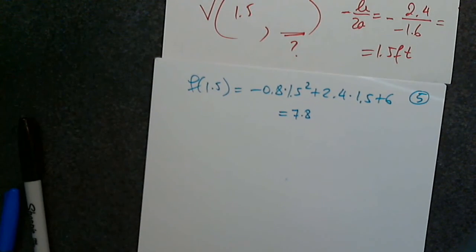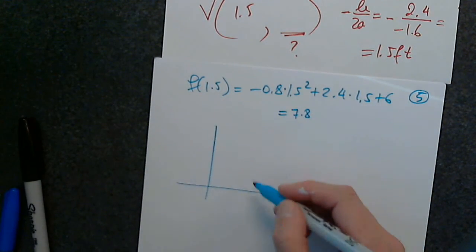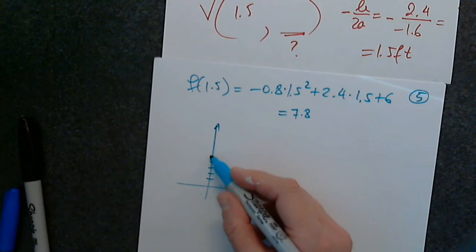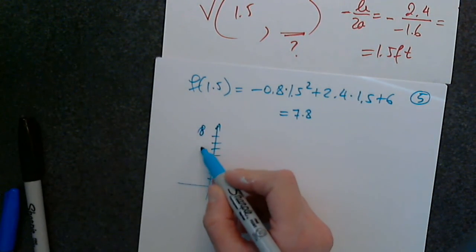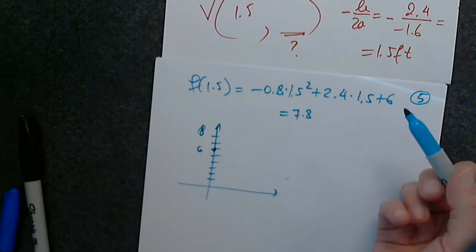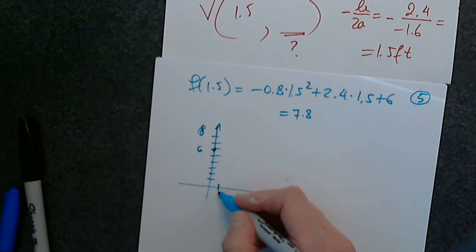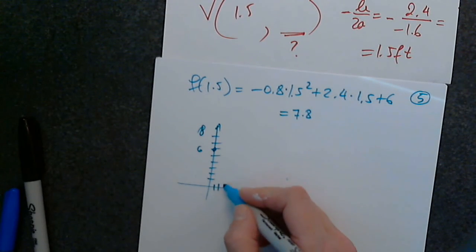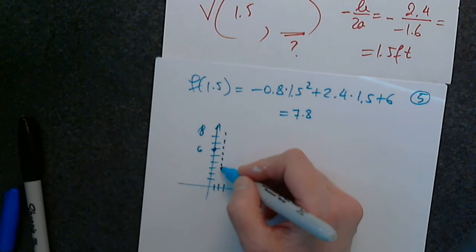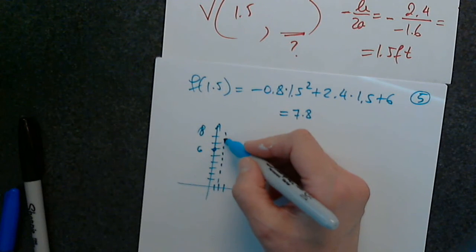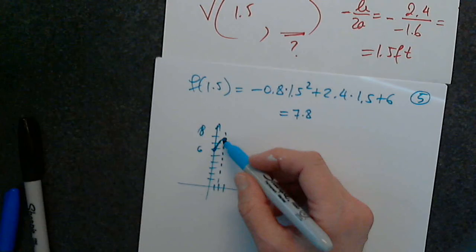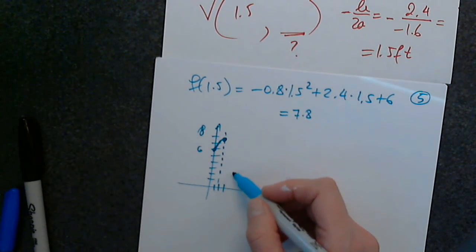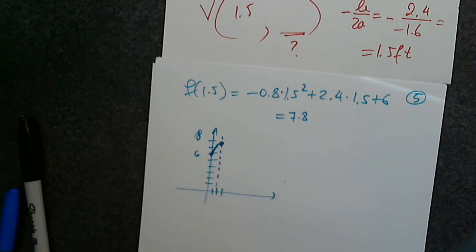So I can already picture this graph. 1, 2, 3, 4, 5, 6, 7, 8. And here's 6, obviously. And at 1.5, the function goes as high as possible, as high as 7.8, and then it will eventually hit the ground. I don't know exactly how far it will hit the ground. We'll see. Part B.